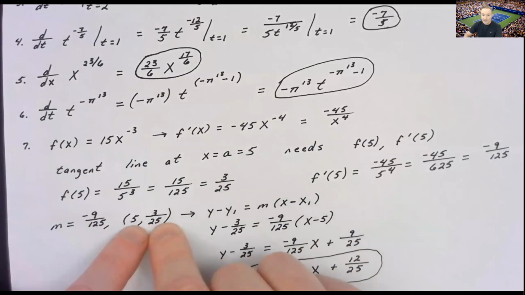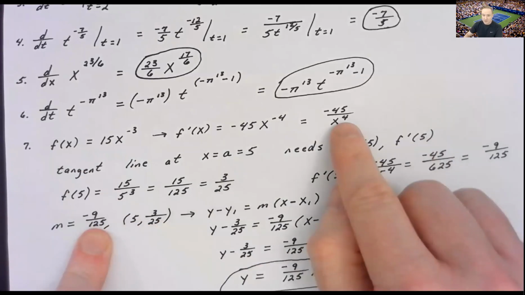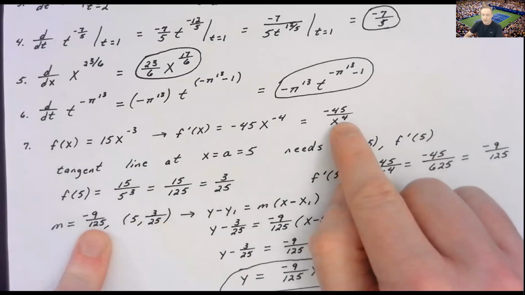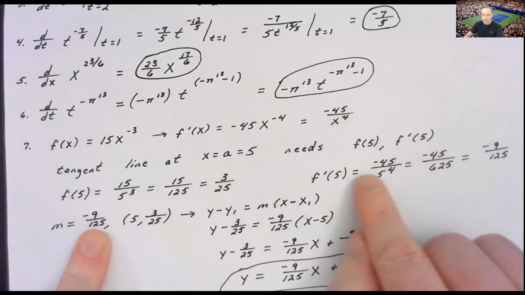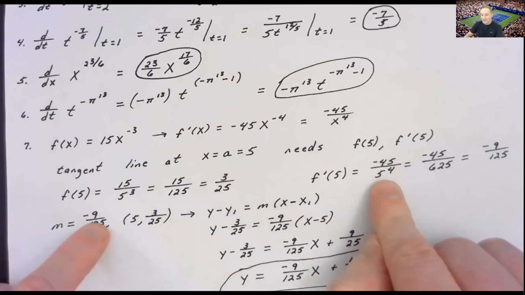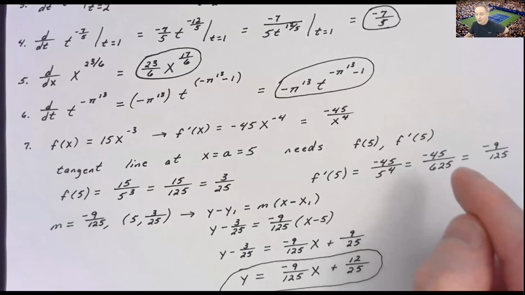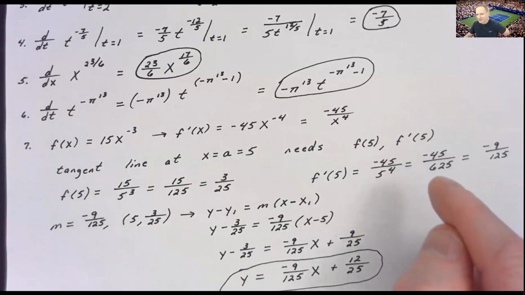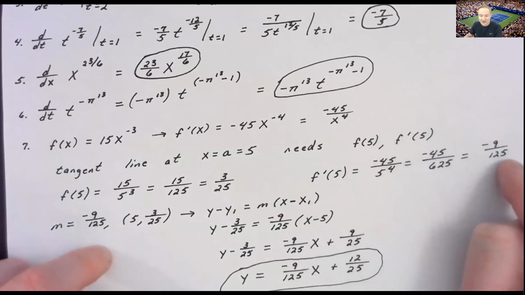That's the point. Now the slope is when you plug the 5 into the derivative. 5 is the location we're interested in. Well, we need to know the slope at that point. If you plug a 5 into your derivative equation, you get that. You see I did that here. Negative 45 divided by 5 to the fourth gave me negative 45 over 625. I reduced that down by a factor of 5 to negative 9 over 125.